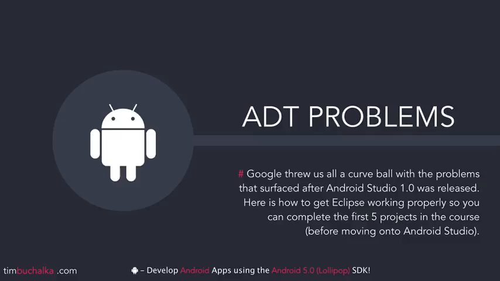So what this video is all about is showing you how you can complete the first 5 projects in this course, where we're using the Android developer tools, which is Eclipse, before we move on to Android Studio. So if you are having problems with Eclipse, this is a video to watch to get some solutions. If, however, everything's working fine in Eclipse and you haven't got any problems, you don't need to watch it. So without further ado, let's get into it.